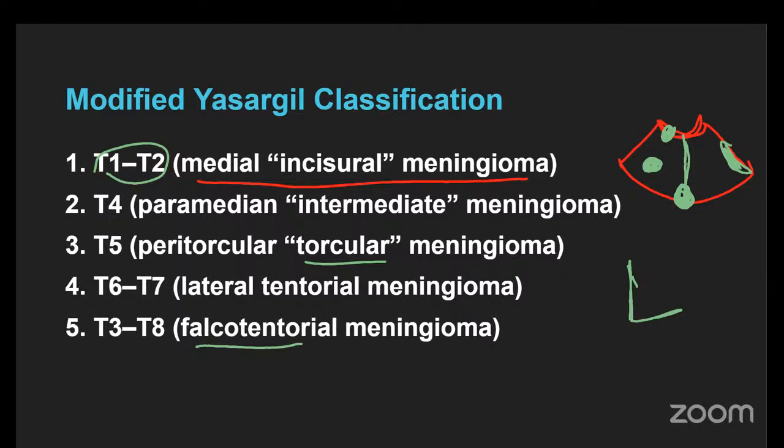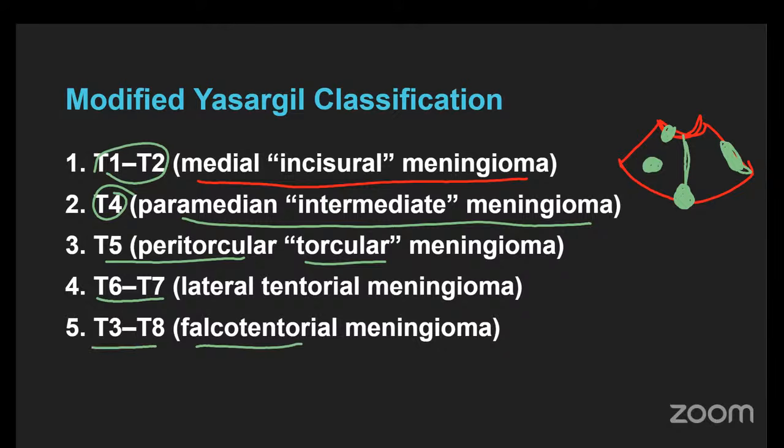Just give me a minute. So are you with me till this? Yes. Okay. So coming back, medial incisural meningiomas, T1, T2. Paramedian, when I say the name, try to imagine the location. Paramedian meningiomas, they are T4. When we say T5, they are peritorcular meningiomas. When we say T67, they are lateral tentorial meningiomas around the lateral surface. And when we say T3 or T8, focotentorial meningiomas, they can be anywhere around this line. Moving on, I'll show you the illustration.